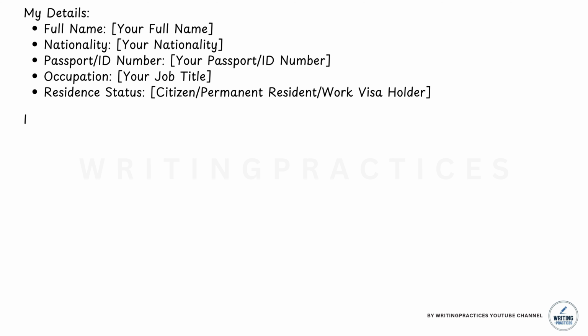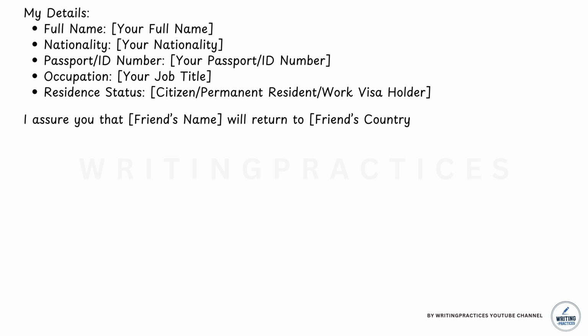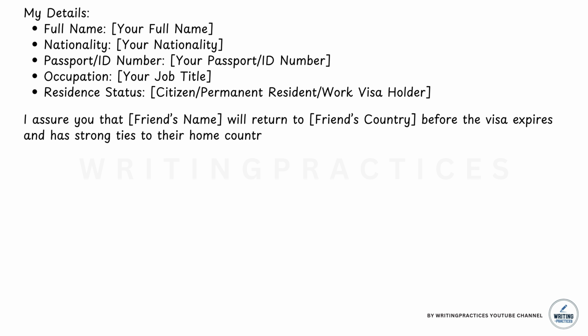Assurance of return. To strengthen the application, assure the embassy that your friend intends to return to their home country. This is important because visa officers need to ensure that visitors don't overstay their visa. For example, I assure you that Raj Patel will return to India before the visa expires. He has strong ties to his home country, including family and employment commitments, and does not intend to overstay his visit. This statement reassures the embassy that your friend has a reason to go back home.